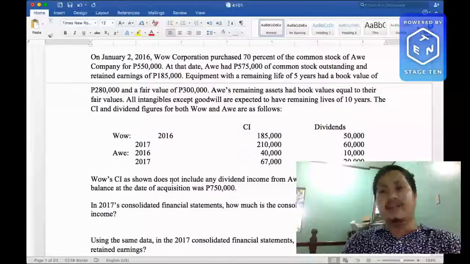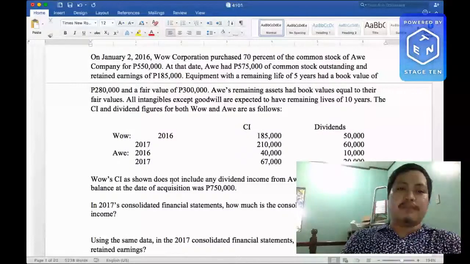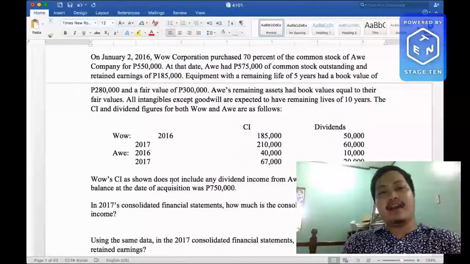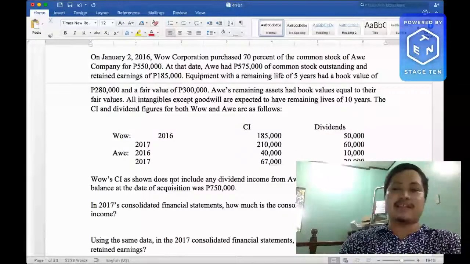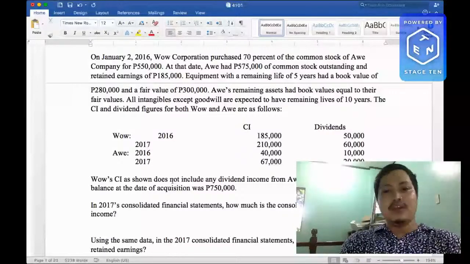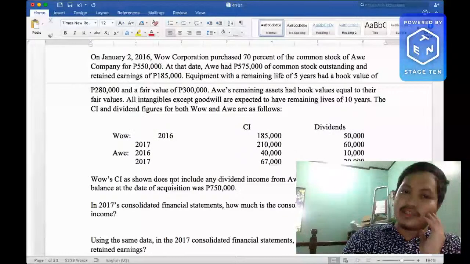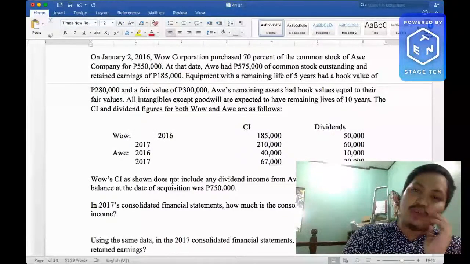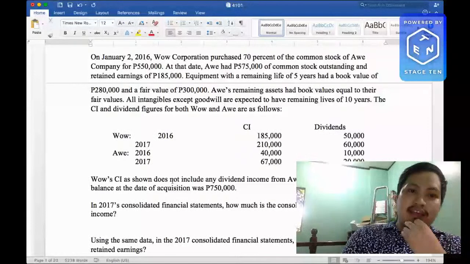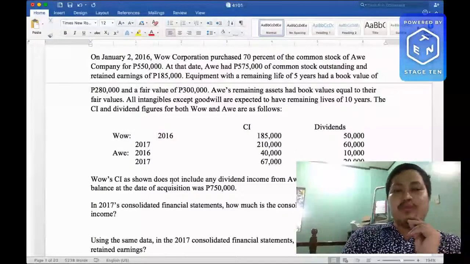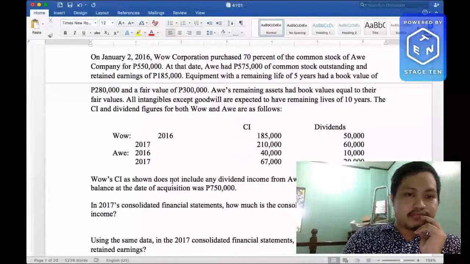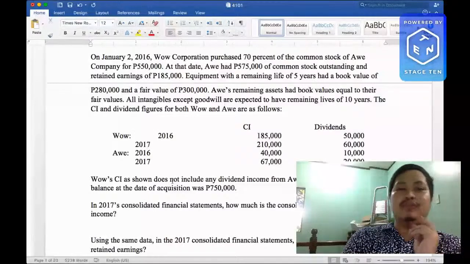The 4,000 class comes from the difference in the depreciation expense on this equipment as reported by the subsidiary and as should be reported as far as the consolidated entity is concerned. Okay? So if we ask the subsidiary, how much is the related depreciation expense on this equipment? The subsidiary would say the depreciation expense is 280,000 divided by 5, and that would give you 48,000. So the subsidiary will report depreciation expense in the amount of 48,000.